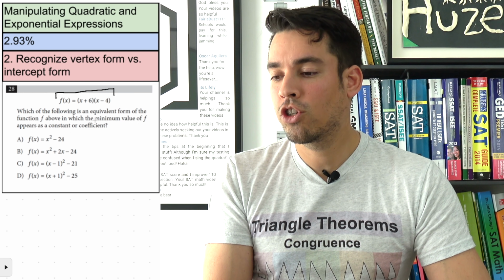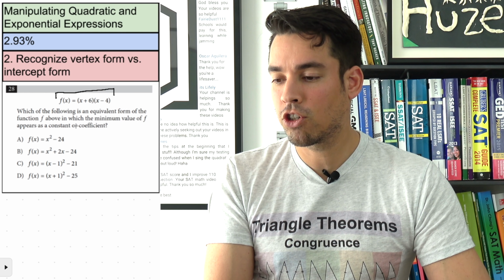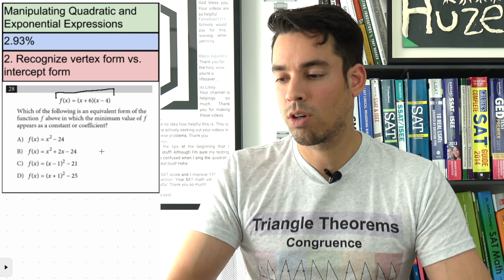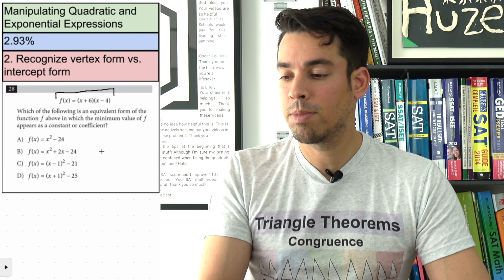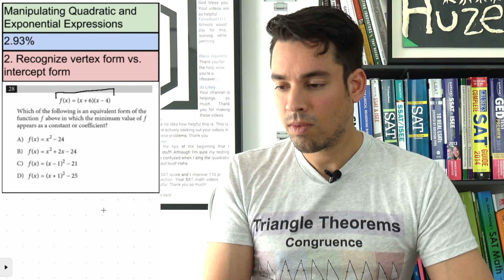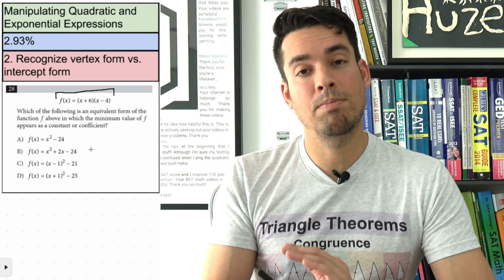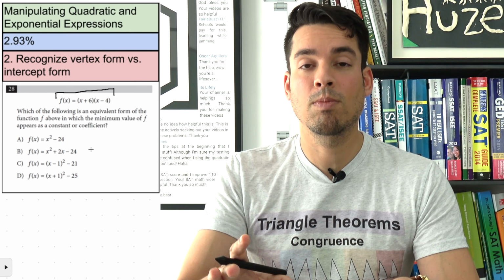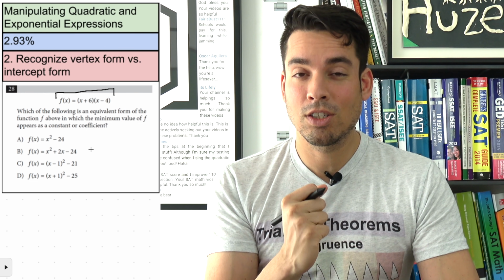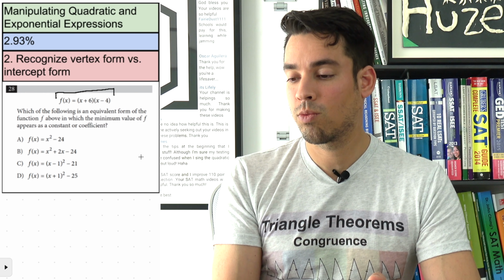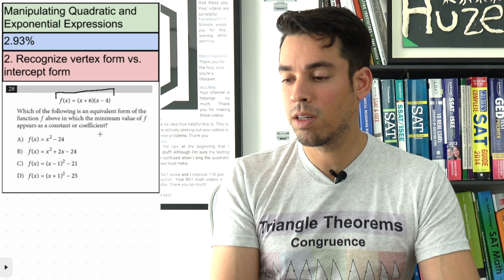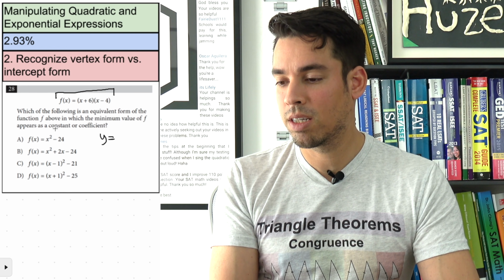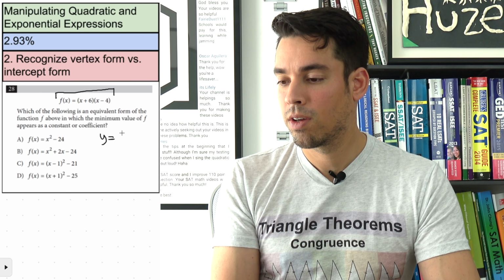So then it says, which of the following is an equivalent form of the function above where the minimum value of f appears as a constant or a coefficient? So again, what does this mean? This means that I should be able to look at this and immediately see what's the minimum value. But it doesn't matter if they say minimum or maximum. Both are the vertex, which means we want vertex form. So what is vertex form? Vertex form is y equals, there's an a, but I won't include it because there's not going to be an a value here.